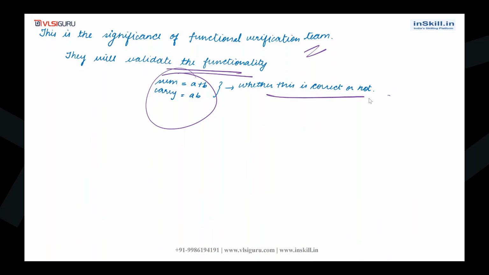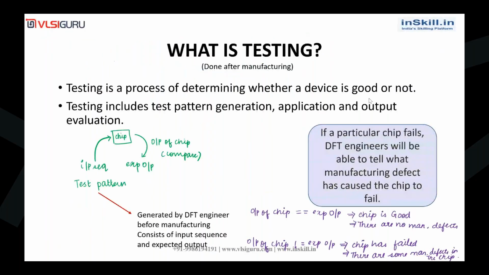Okay. So now we will try to understand testing. In the ASIC flow slide, we had a slide called testing, right? At that time, I had told that this is actually done after manufacturing. Testing is a process of determining whether a device is good or not, which means whether our chip is good or whether there are any manufacturing defects in our chip. Testing includes test pattern generation, application, and output evaluation.